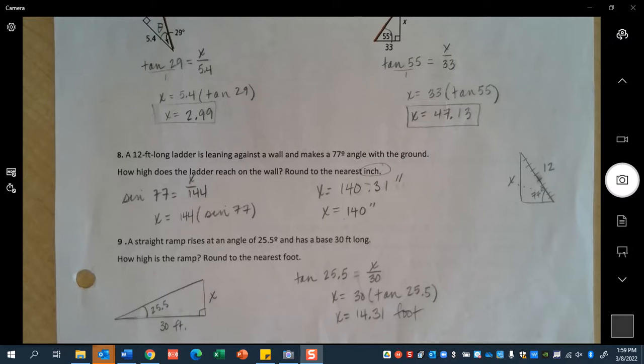It says round to the nearest foot, but you put 14.31. So on the test, if we were to just round to the nearest foot, we would get 14 feet. Okay.